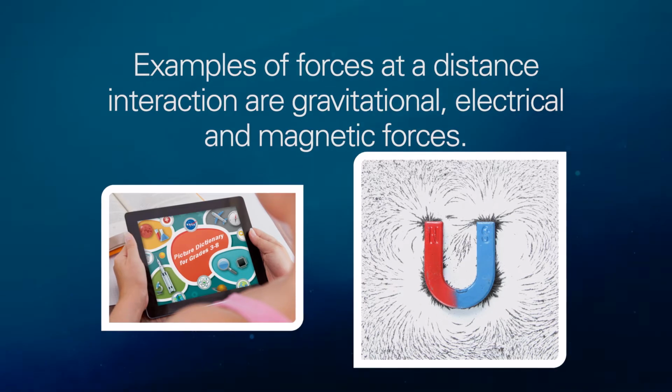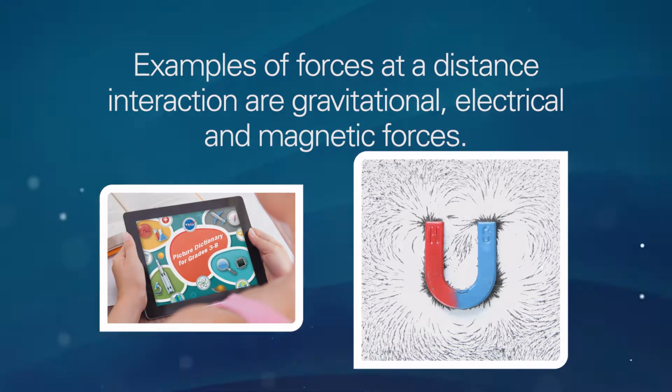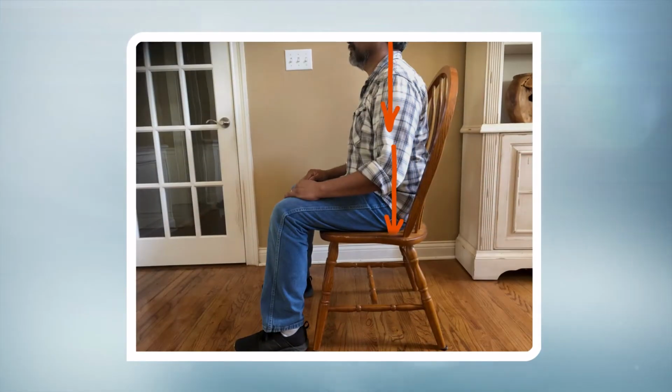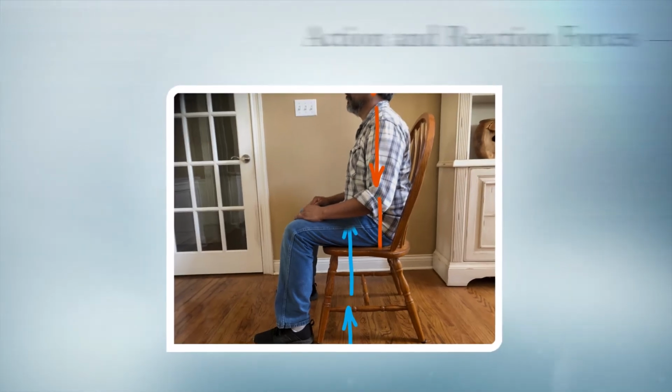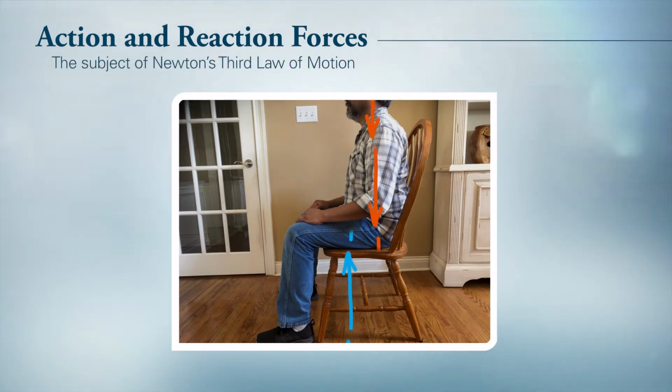According to Newton, whenever objects A and B interact with each other, they exert forces upon each other. When you sit in your chair, your body exerts a downward force on the chair, and the chair exerts an upward force on your body. There are two forces resulting from this interaction: a force on the chair and a force on your body. These two forces are called action and reaction forces and are the subject of Newton's third law of motion.